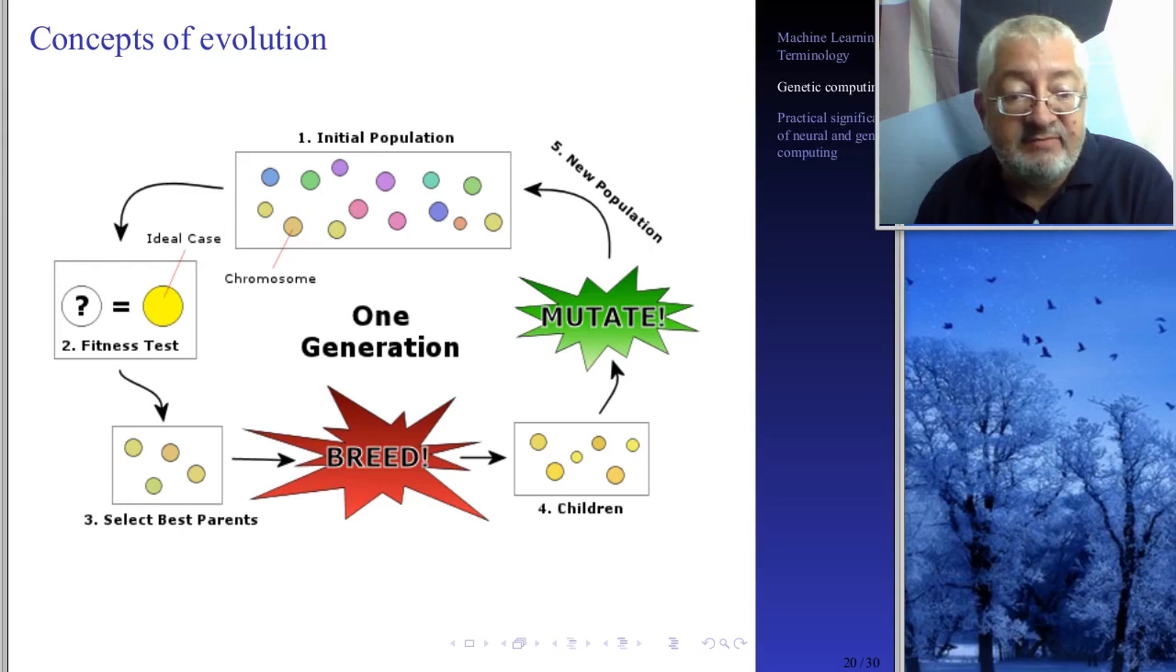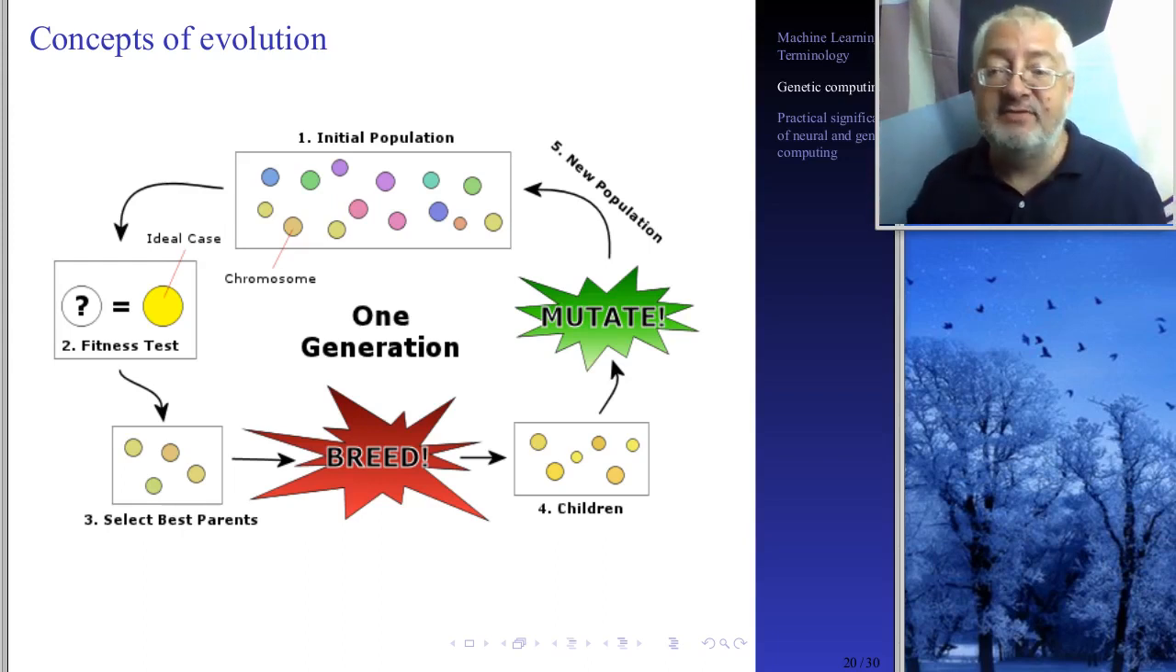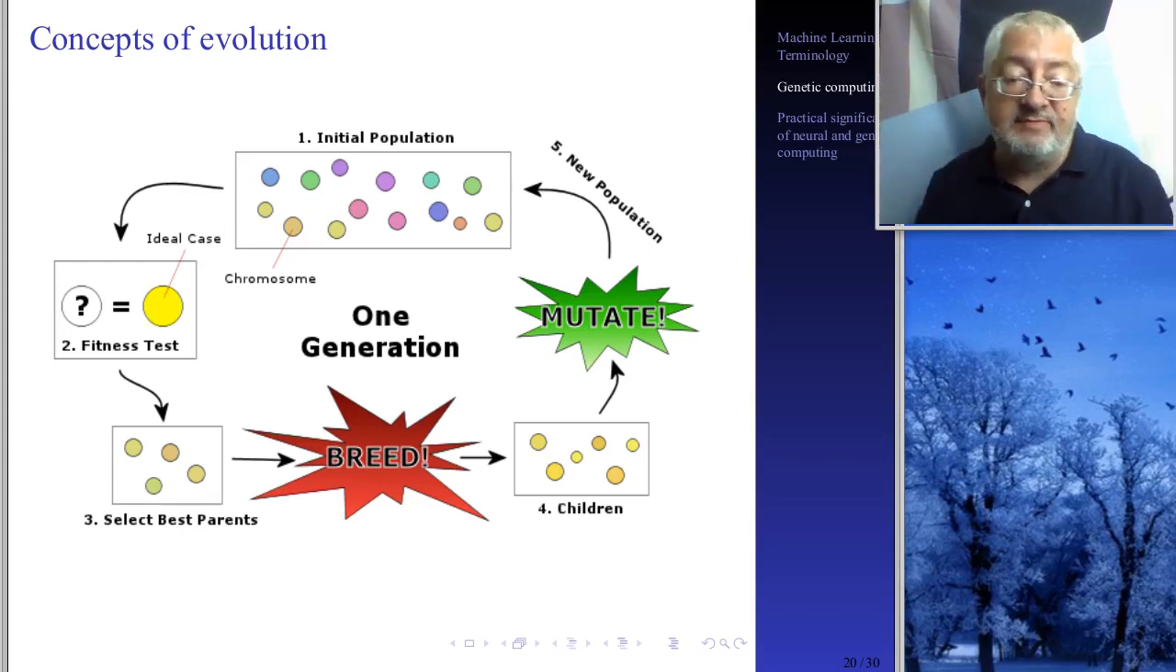And next you have a fitness test. You have your population in the environment, and now you have a fitness test. Is the individual gene yellow? And if it's yellow, then it survives. Let's say yellow means the giraffe has a long neck. If it's yellow, it survives. If it's not yellow, if the giraffe has a short neck, then it dies, right?